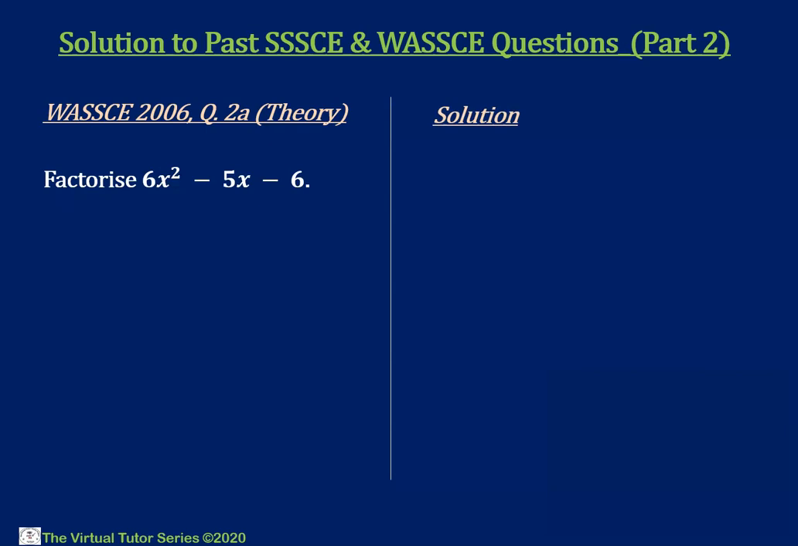We have the expression 6x squared minus 5x minus 6. This is a quadratic expression with one variable. The first step is to find the product of the coefficient of x squared and the constant term. So we have 6 times negative 6 to be negative 36.